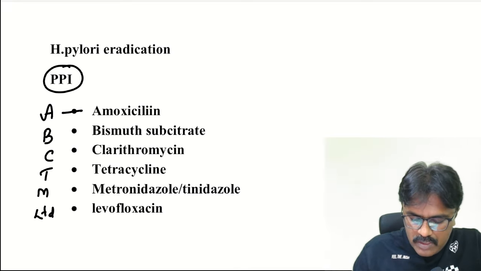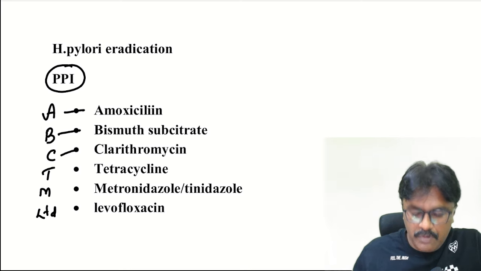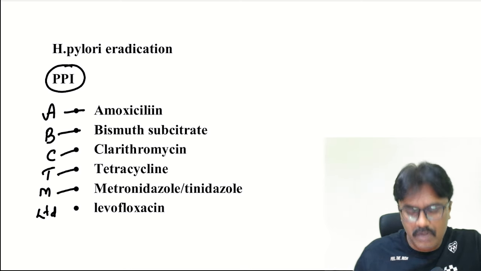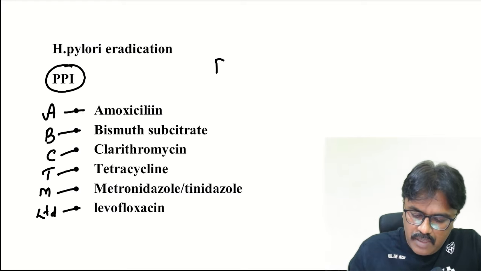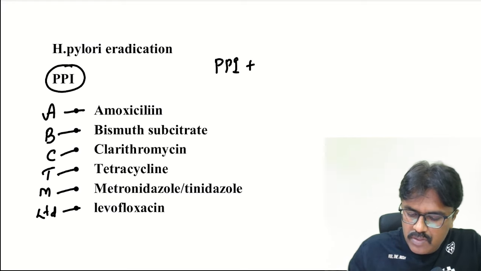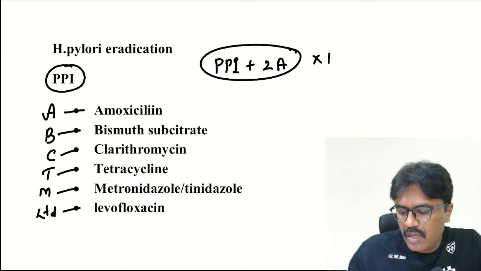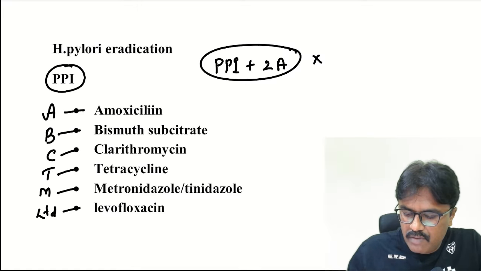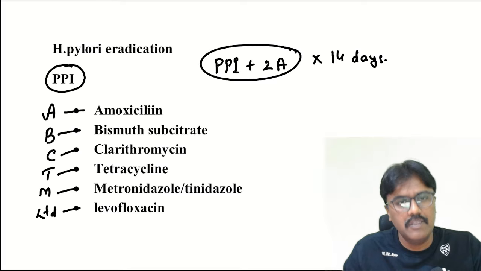A for amoxicillin, P for bismuth, C for clarithromycin, T for tetracycline, M for metronidazole, and L for levofloxacin, not ciprofloxacin. So usually the regimen we give is PPI plus 2 antibiotics, and that is given for 14 days or 2 weeks. That is the H. pylori eradication regimen.